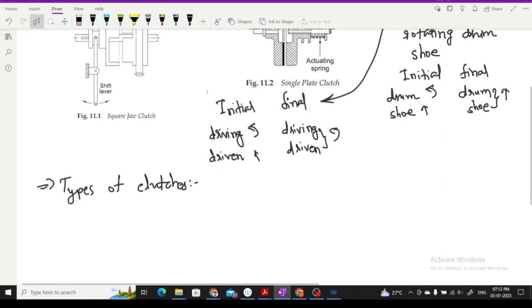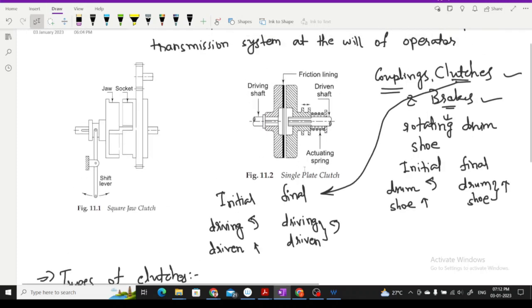Yes, whenever you are pressing the clutch pedal, disengagement takes place. Then only it will allow you to shift the gears in your gearbox. Are you getting what I'm saying? Yes, sir. So here, as you are seeing, we will discuss the square jaw clutch and the single plate clutch, and we will focus more on the single plate clutch. In this single plate clutch, it is in the engaged condition, so the power will be transmitted from the driving to the driven shaft. But when you are shifting the gears, it will be disengaged. Then only you will be able to shift the gears.